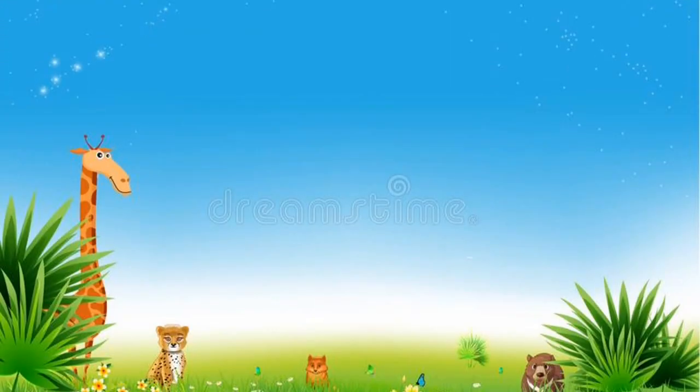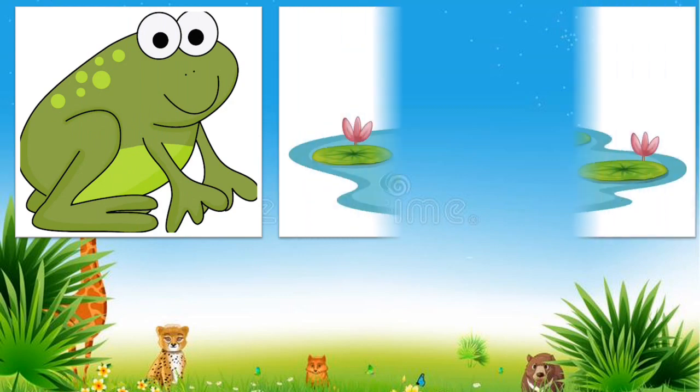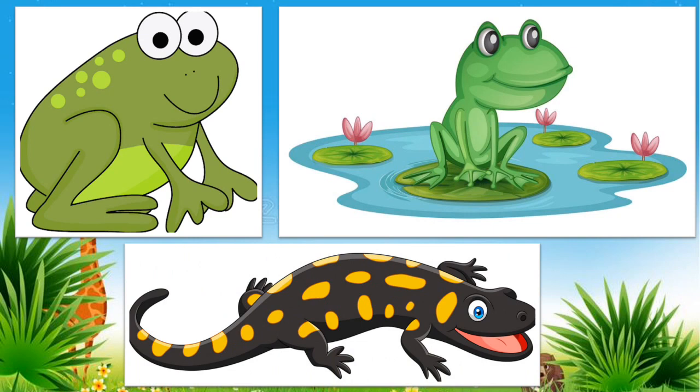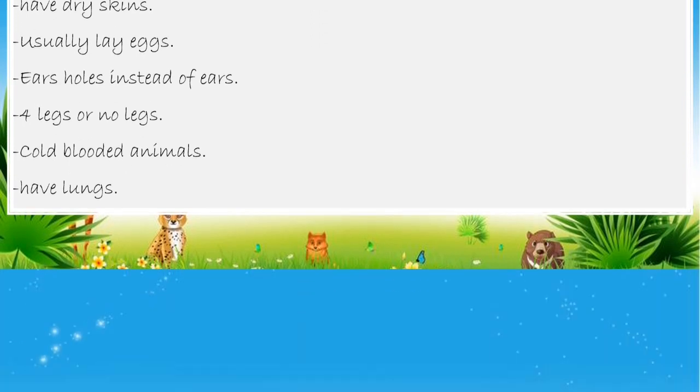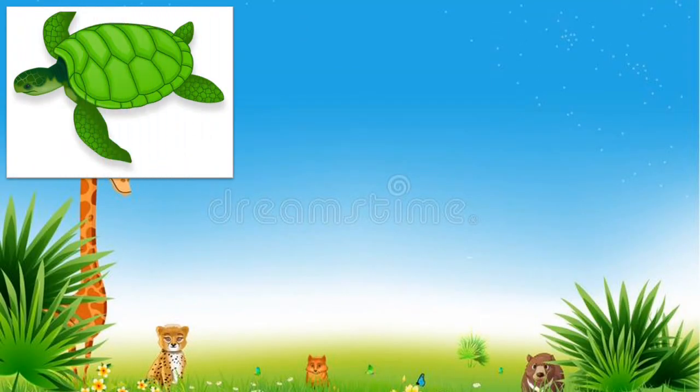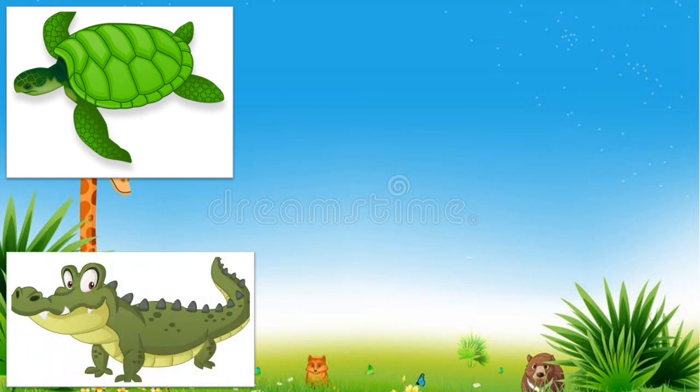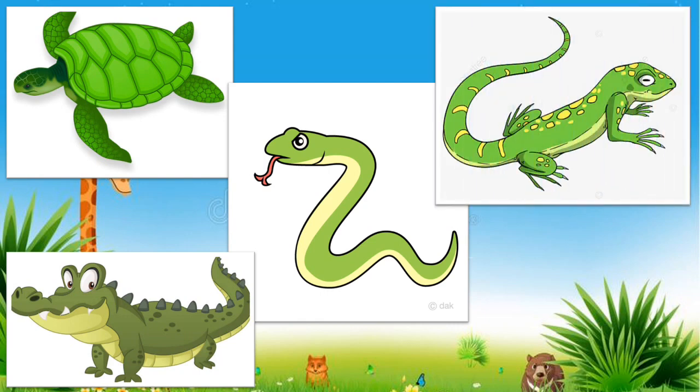Here are some examples of amphibians: toad, frog, salamander. Reptiles have scales. They have very dry skin. Usually reptiles lay eggs. They have holes instead of ears. Most of the reptiles have 4 legs or no legs. Reptiles are cold-blooded animals. They have lungs. Here are some examples of reptiles: turtle, crocodile, snake, lizard.